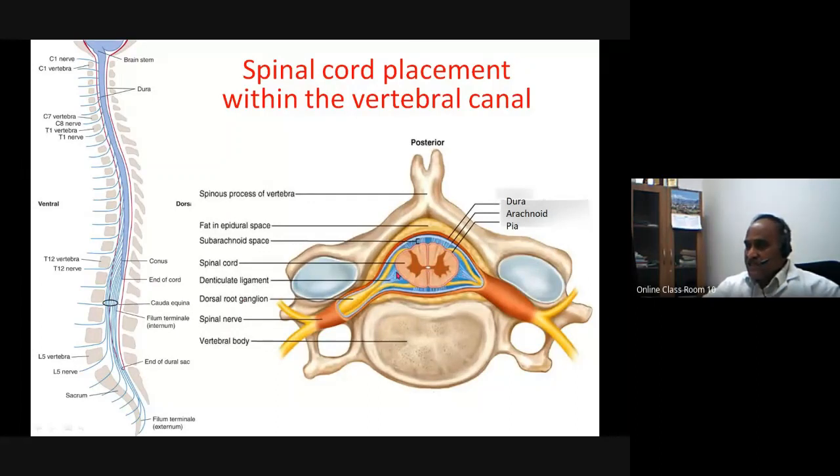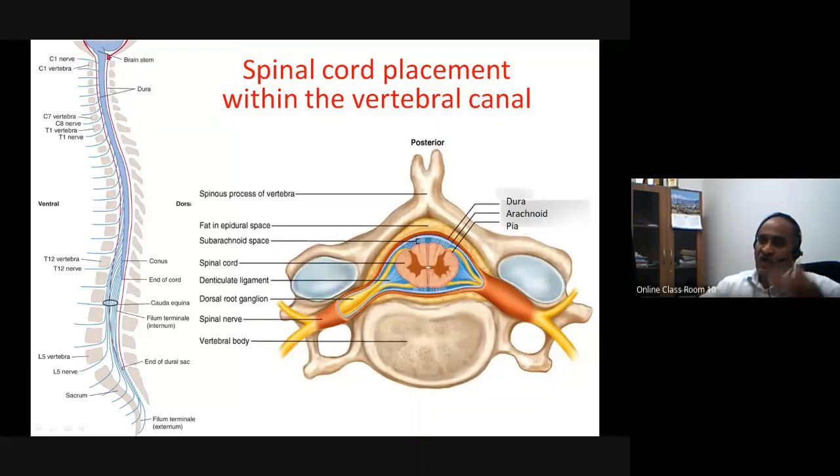You can see that the entire spinal cord on either side is held by the ligament called the denticulate ligament. You can see it there. It is trying to hold the cord in one place. It is very friable and can be easily distorted. For that reason, it has to be held nicely in the bony canal. And these are the spinal nerves. This is the dorsal root ganglion, and the other one is the ventral root. And this is the spinal cord transverse section.